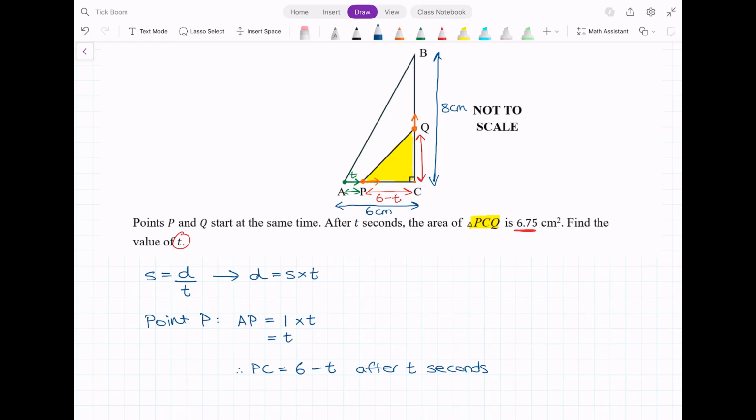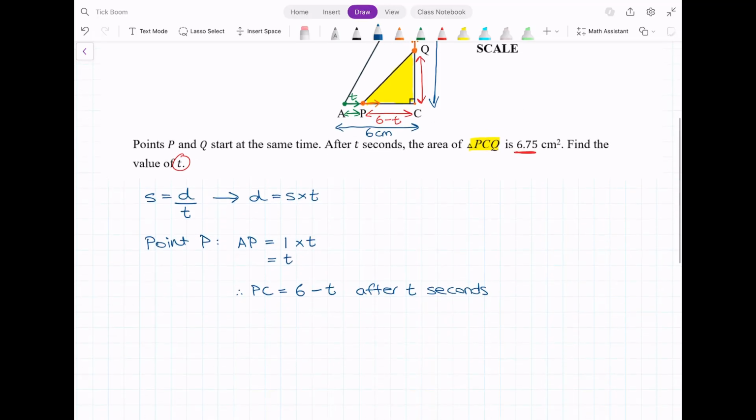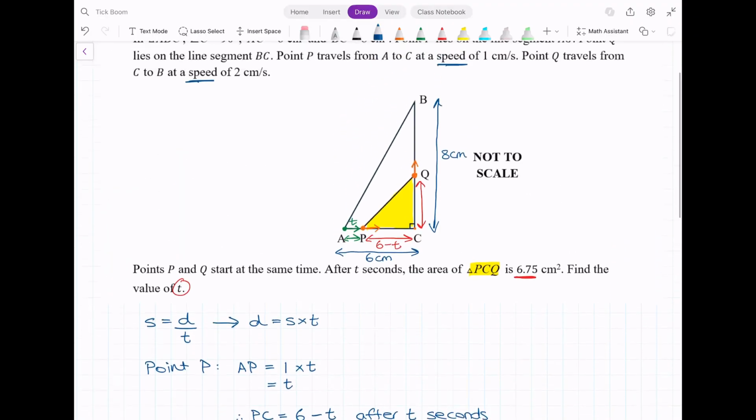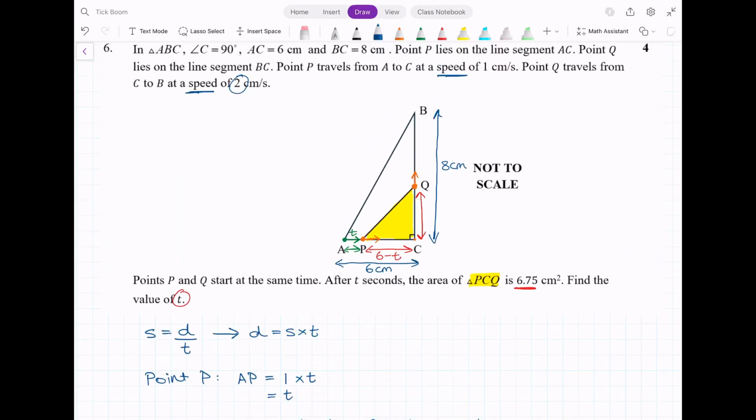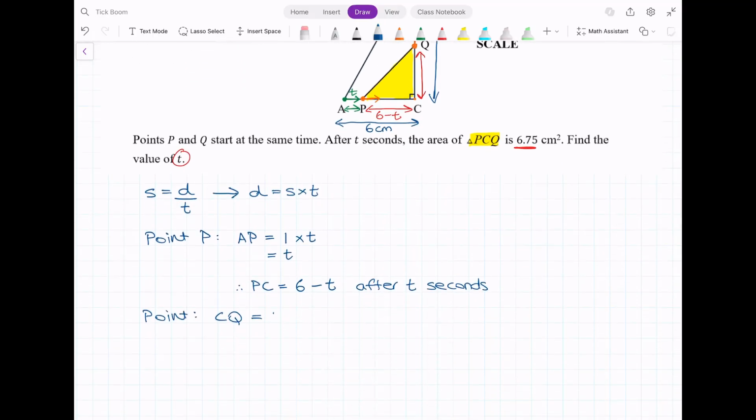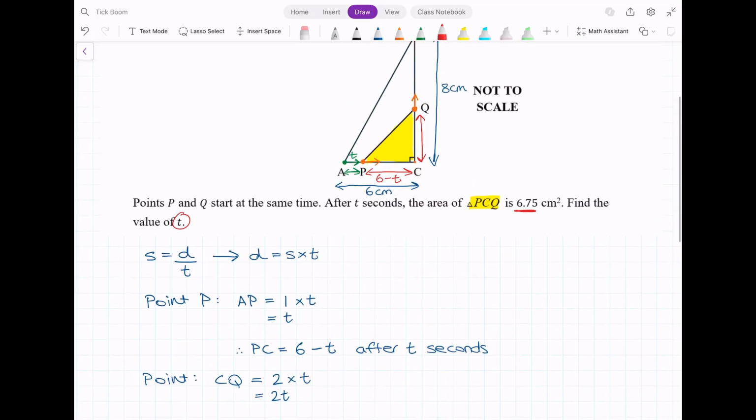Now let's do a similar calculation to find the length of CQ. For point Q, moving from C to Q, the length of CQ after t seconds would be the speed, and the speed we're told for point Q was 2 centimetres per second, times the amount of time that's passed. So CQ is equal to 2t, and that's all we need to do to have that length. So there's the height of the triangle. It's going to be 2t.